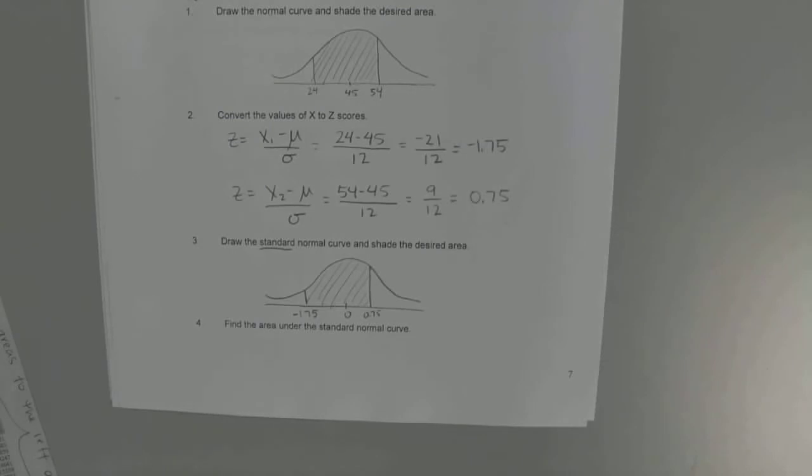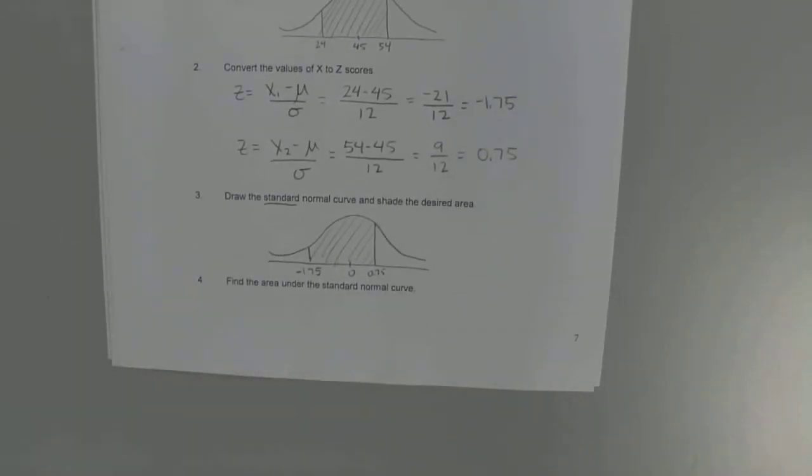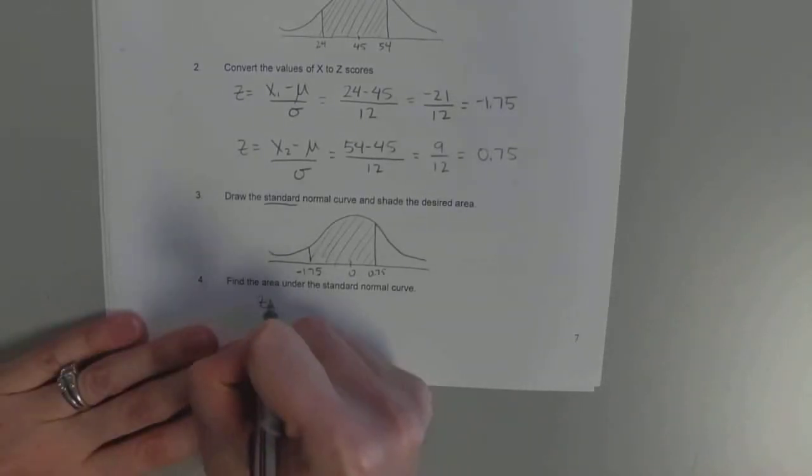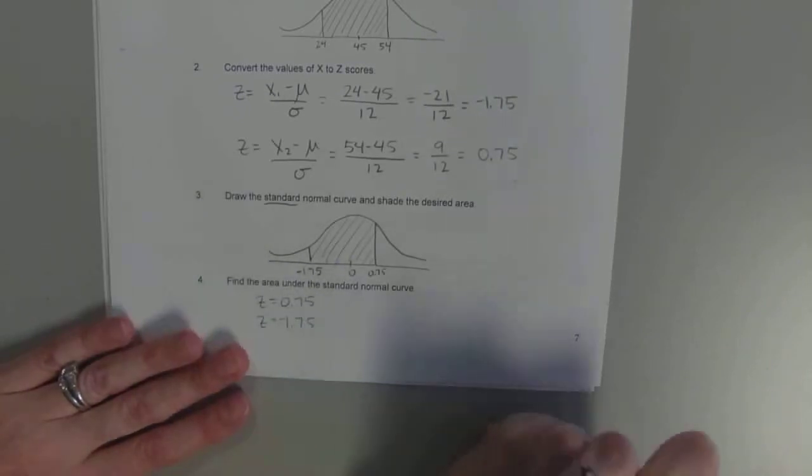Because 24 minutes was less than the mean, which gave us a negative z-score, which means we should be to the left of 0. 54 minutes was more than the mean, gave us a positive z-score, so we should be to the right of 0. All right? At this point, since we have a z-score and we have a standard normal curve, we can use our chart. Do you guys remember what you needed to do when you had 2 z-scores, what you had to do with your areas? Subtract them. So we're going to find the larger one first. So let's figure out what the z-score of 0.75 is and the z-score of negative 1.75 is.